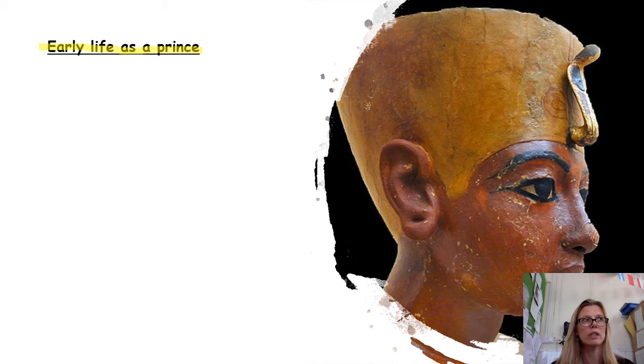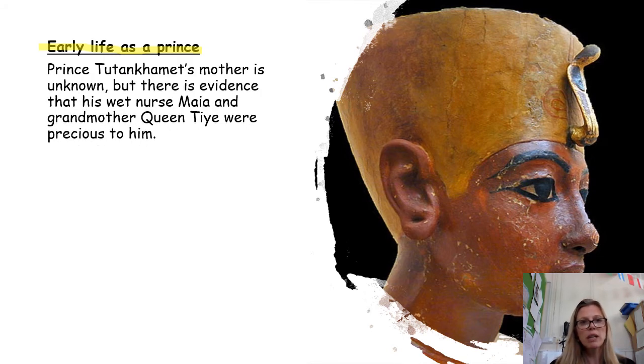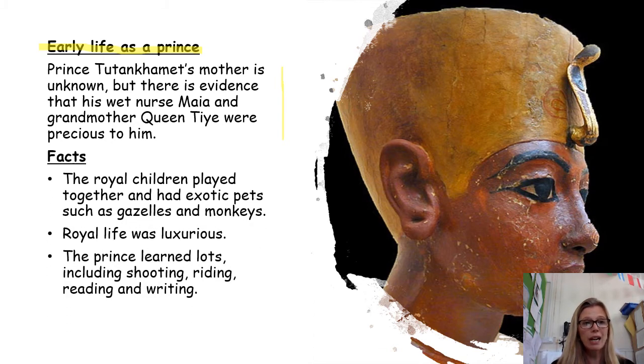So I'm thinking, what do I remember about his life? Well, it was quite luxurious. He had 6 sisters. We can remember things about what he wore. You might have mentioned that. Let's have a look at an introductory sentence we could use. So, Prince Tutankhamun's mother is unknown, but there is evidence that his wet nurse Maya and grandmother Queen Tiye were precious to him. So I just got that from my notes. You could use something else. Once you've done your introductory sentence, so this is all one sentence, then you put your other subheading, facts.